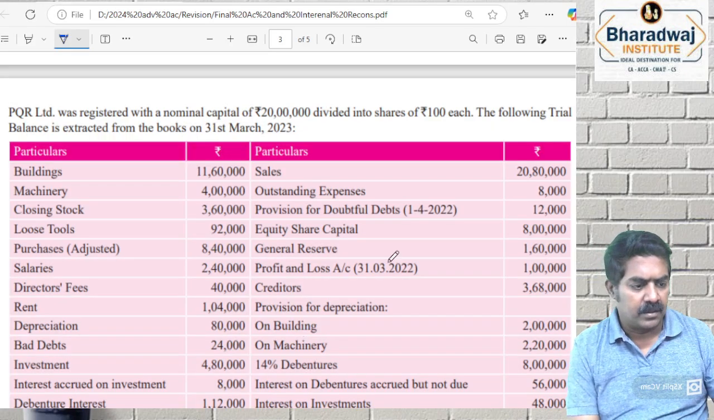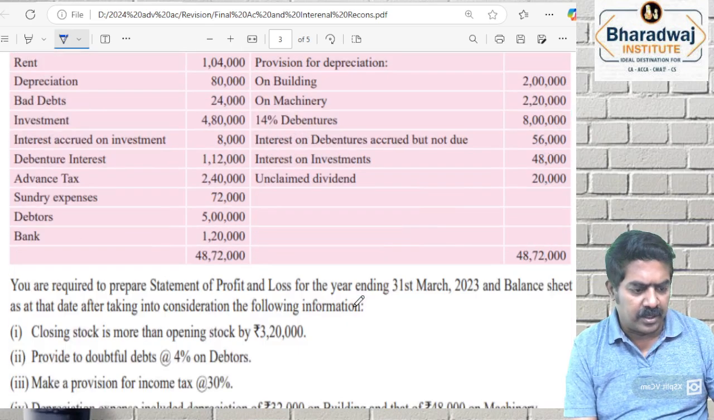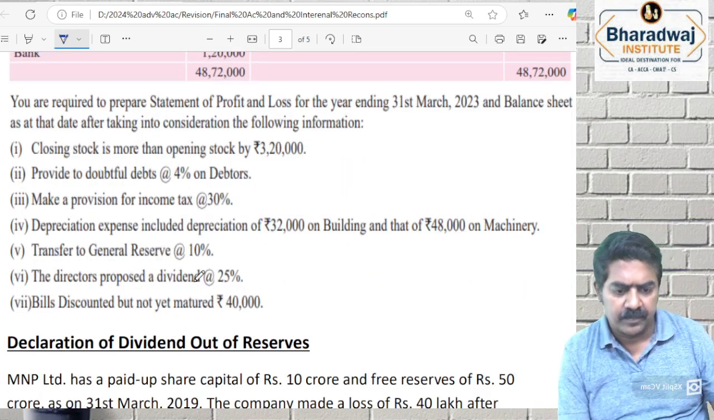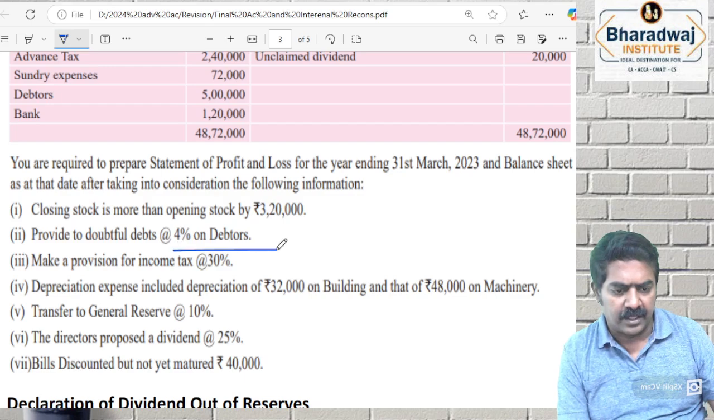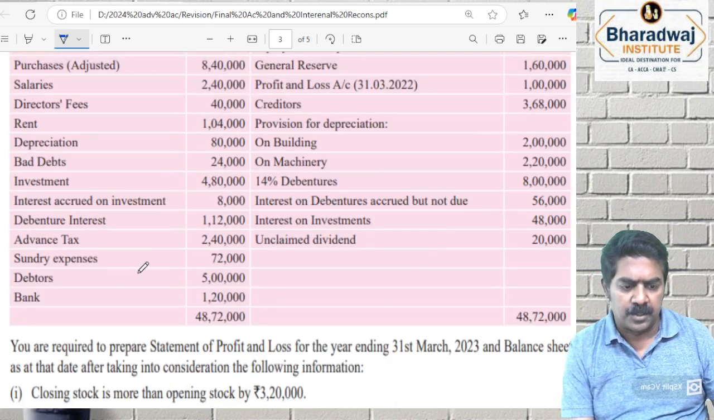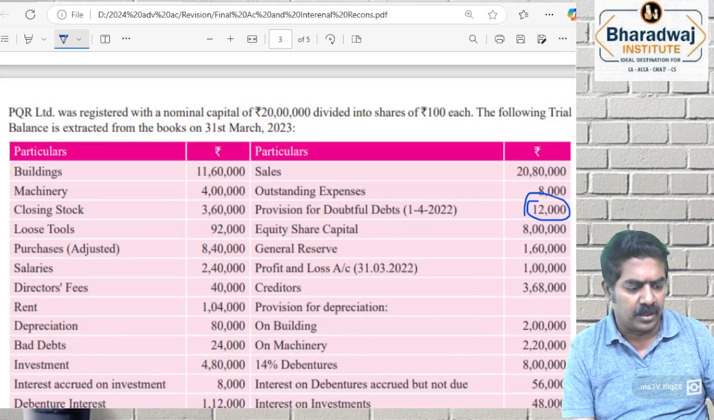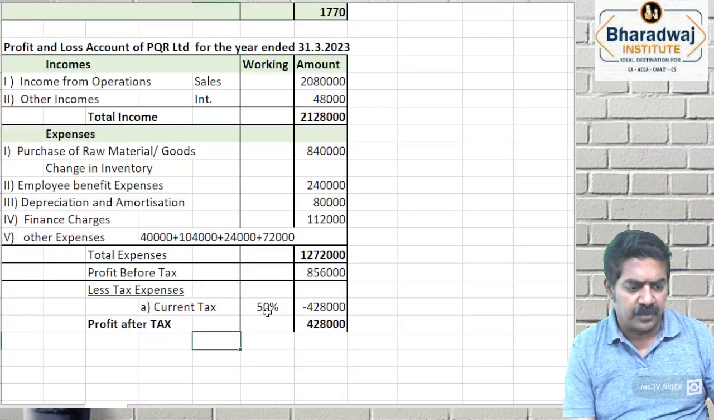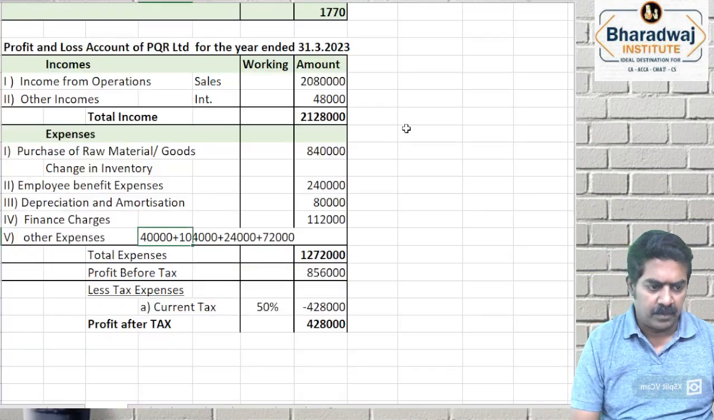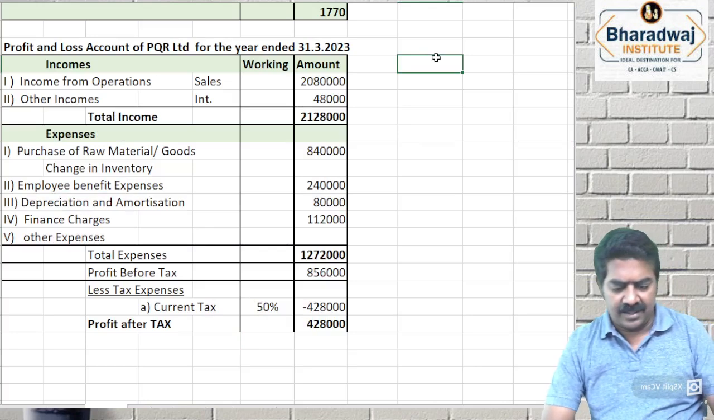Provision for bad debts opening balance 12,000 irukku. They ask you to create a provision of எவ்வளோ percentage? 4% on debtors. இப்போ 4% on debtors போட்டு என்ன வரும்? 5 lakh into 4%, 20,000 வரும். Already 12,000 இருக்கு. So provision for bad debts செப்பரேட்டாகவே போட்டுருங்க.